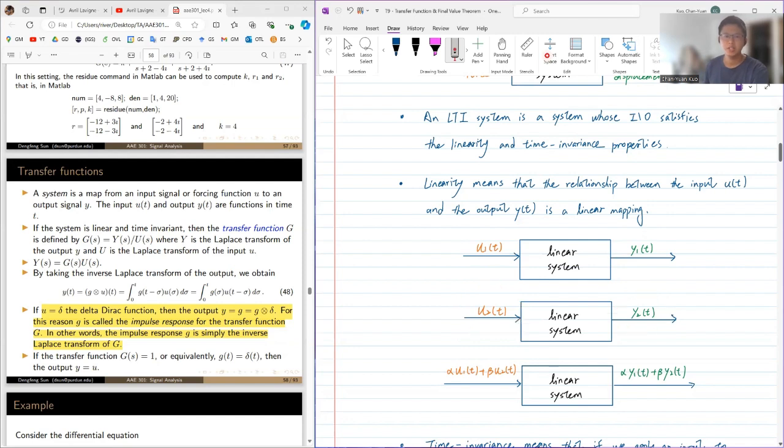Now, if the system is linear, the output resulting from alpha times u1 of t plus beta times u2 of t will be alpha times y1 of t plus beta times y2 of t. This means that for a linear system, the output resulting from an input, which is a linear combination of different input signals, will be the same linear combination of the outputs associated with those inputs.